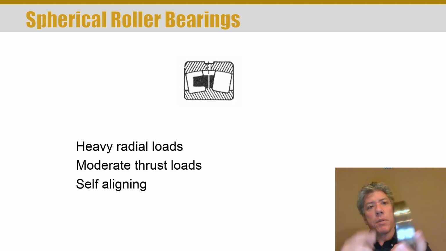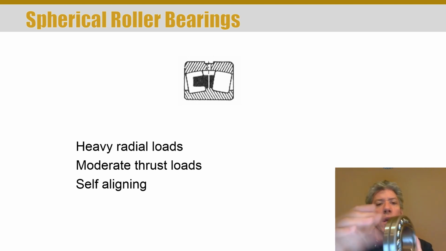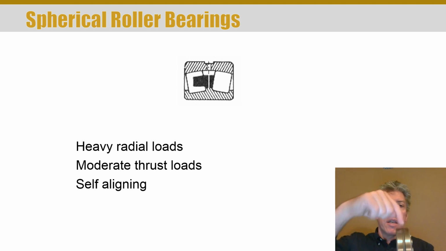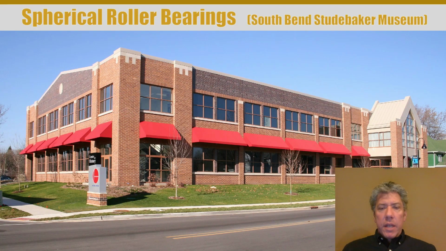I'm not sure if it'll pick it up on video, but the outer raceway here has a groove in it and holes, so that this is made to go in a housing and interface with some type of oil or lubrication system. But anyway, this is a nice bearing because it can take very heavy radial loads, moderate thrust loads because of the shape of the elements themselves, but it's very self-aligning, and so that's the main feature of this bearing.